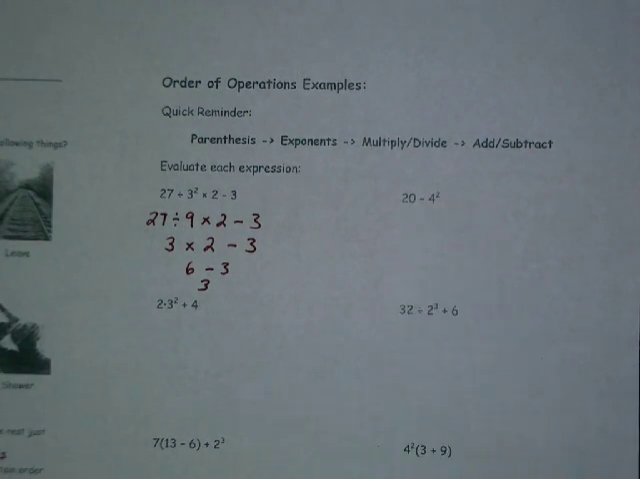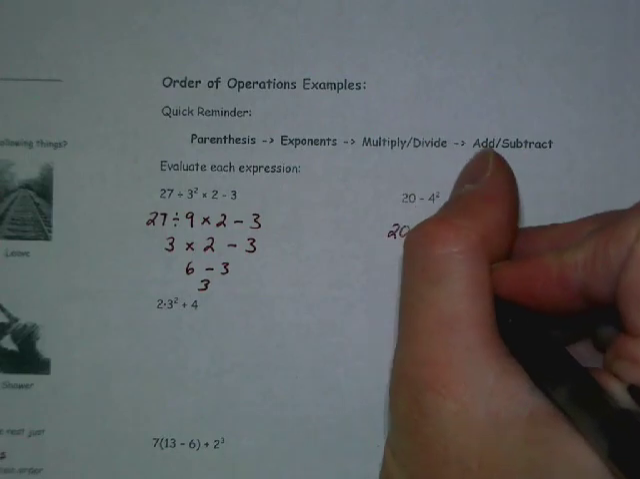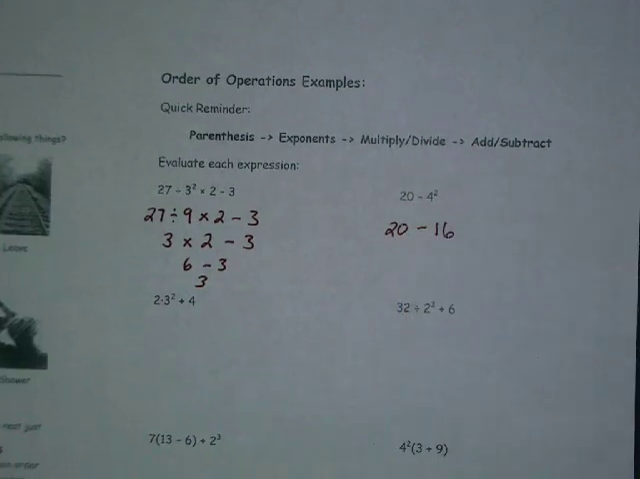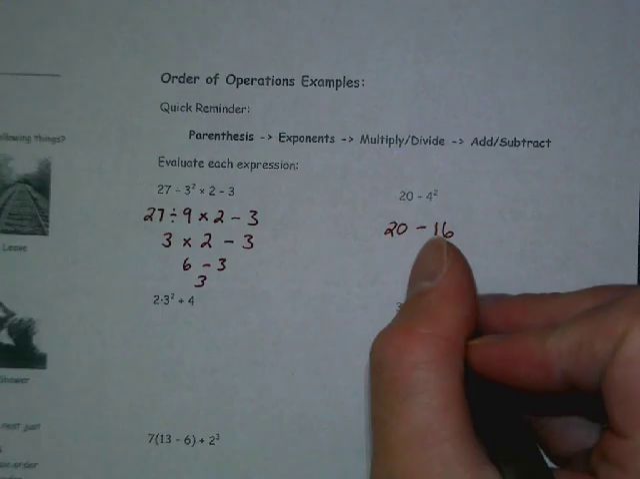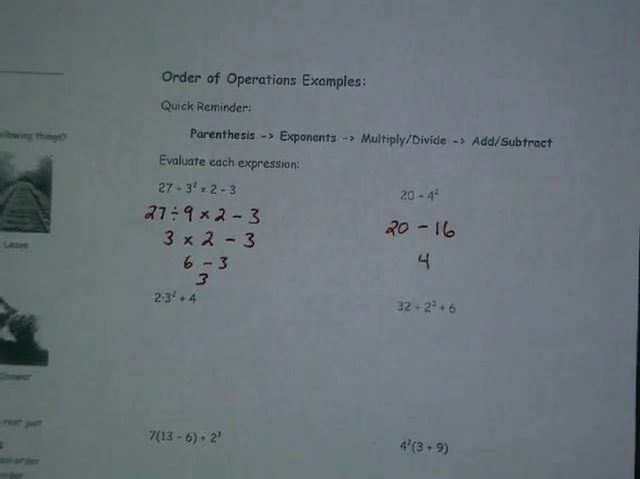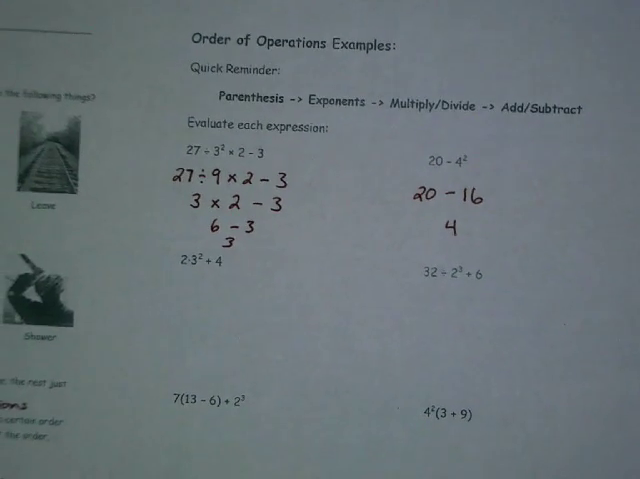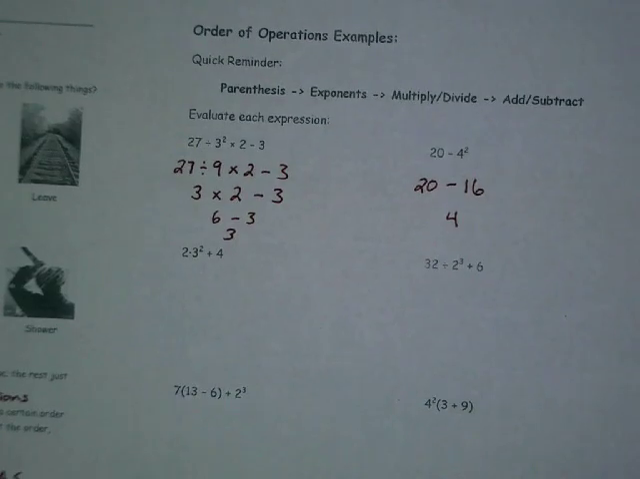Okay, second one, no parentheses again, right? Got exponents. So what is 4 squared? Good, 16. And so all we have left is 20 minus 16, and we get 4.